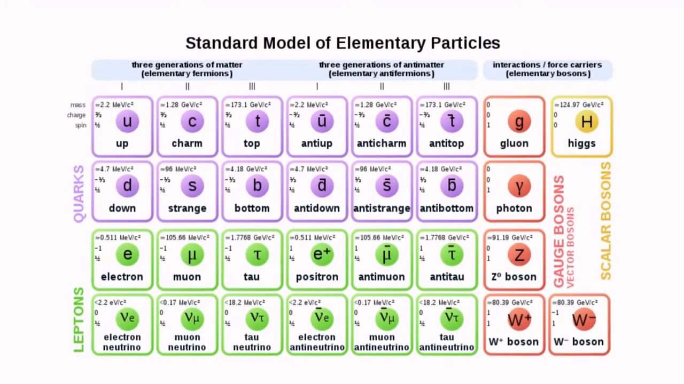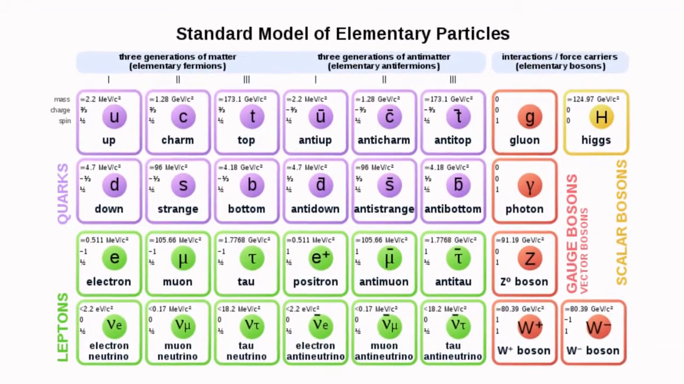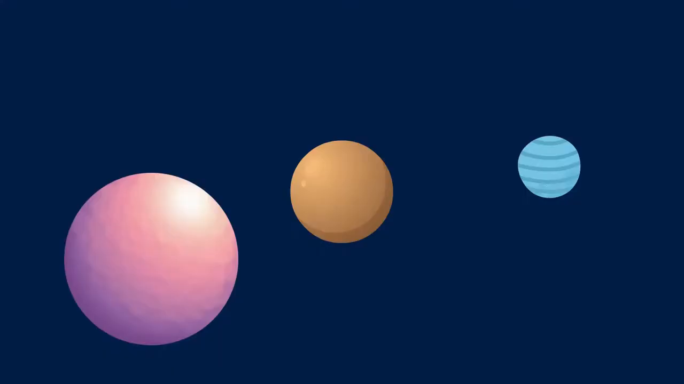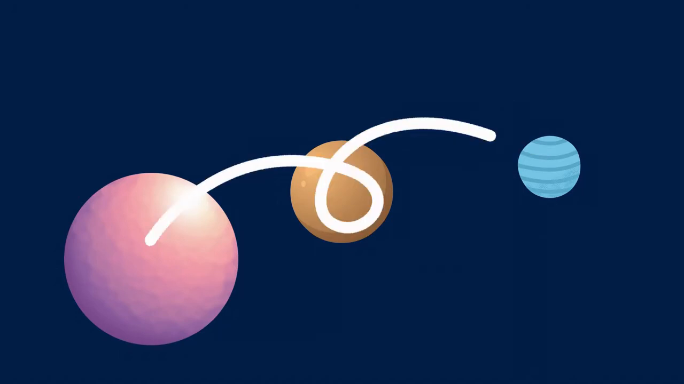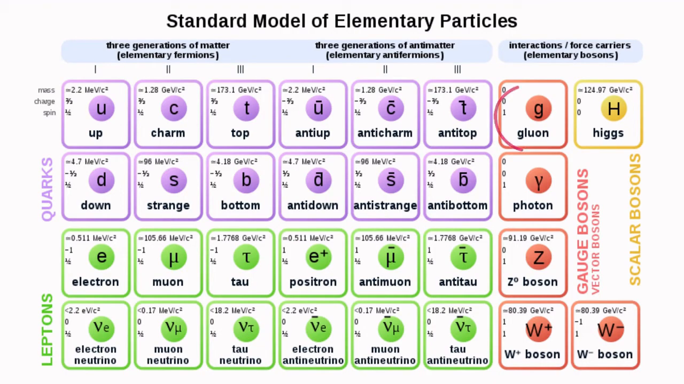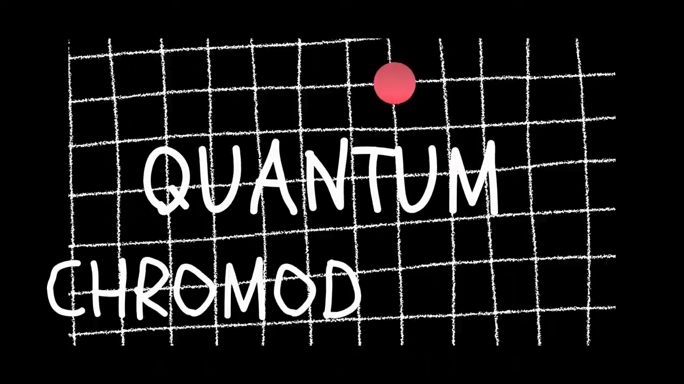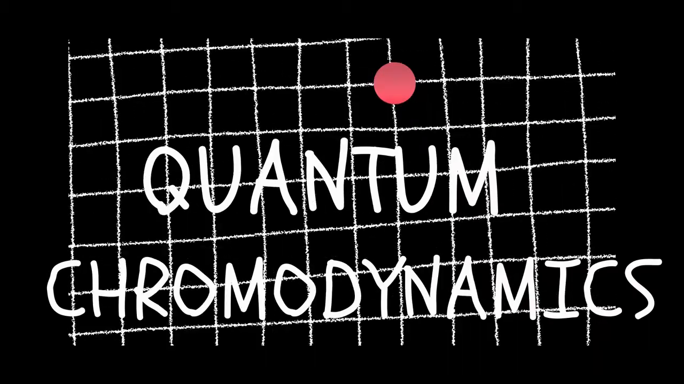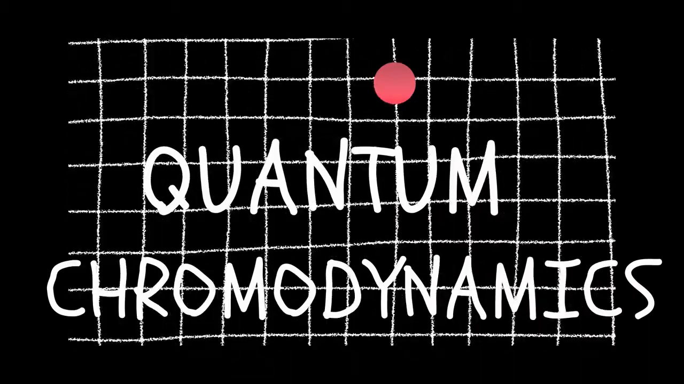To help with these particles, we have the standard model of elementary particles. This is like a periodic table of the 30 known fundamental elements, the very basic particles making up all matter. See gluon over here? Quantum chromodynamics is the quantum field theory of this extraordinary particle, mapping out its behavior.